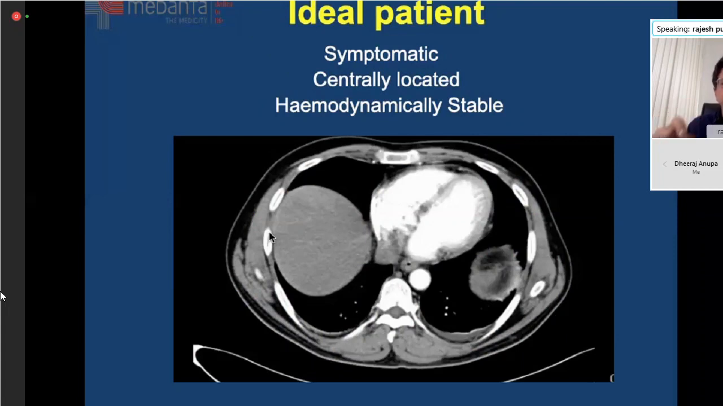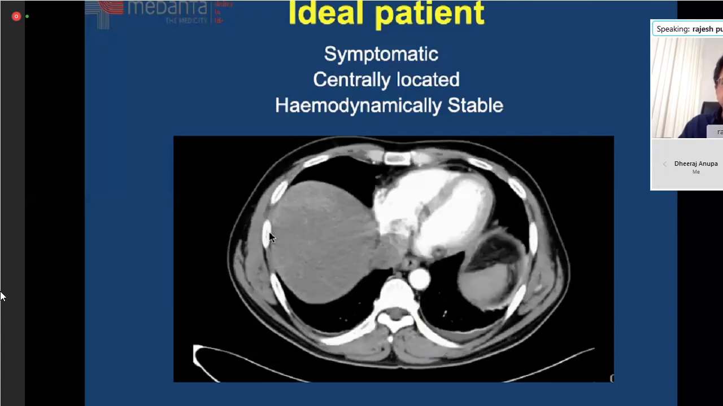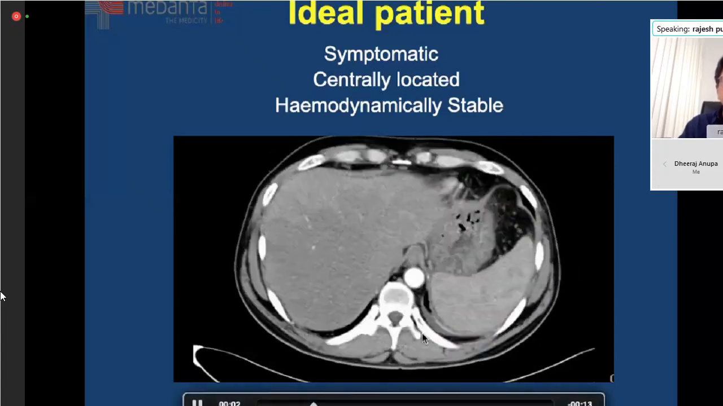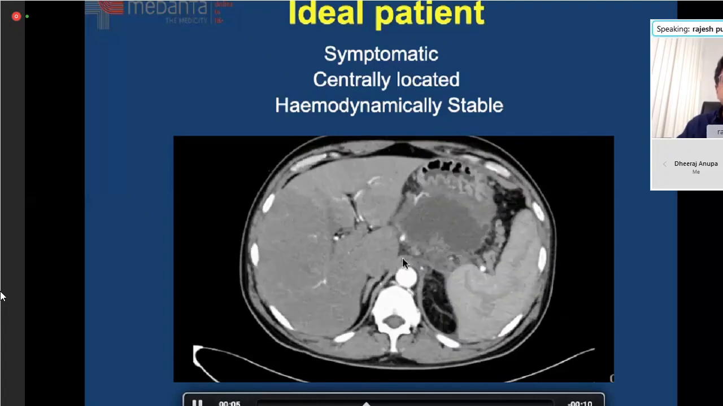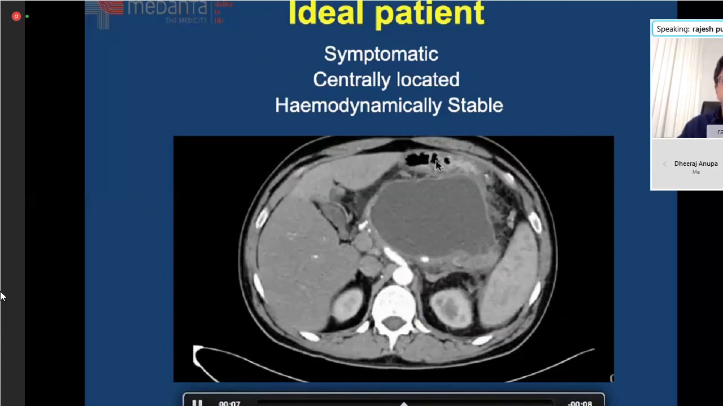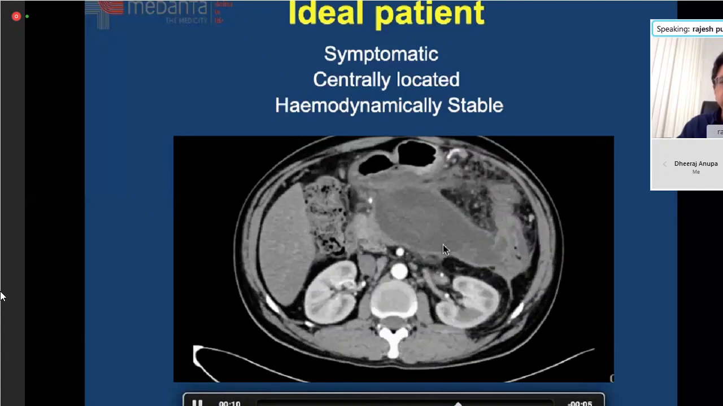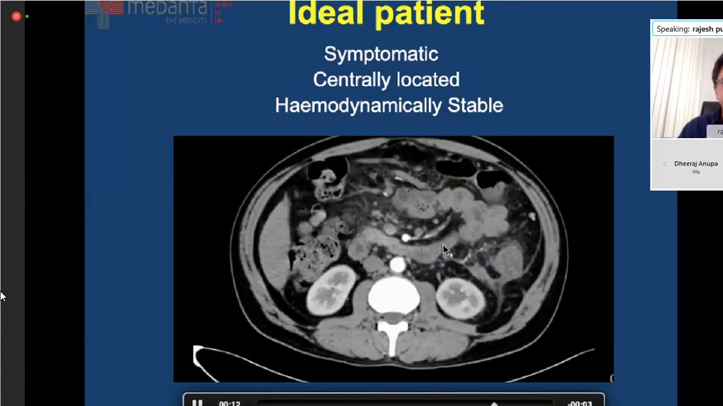This is important for you people to understand. In patients who have periluminal collections, especially in the lesser sac, even anterior to the stomach, the risk of perforation is very high. So for you students, the ideal patient is symptomatic, centrally located, stable, with a collection on the lesser curvature. Look, just below the stomach in the lesser sac, there's a collection. All collections are not suitable.